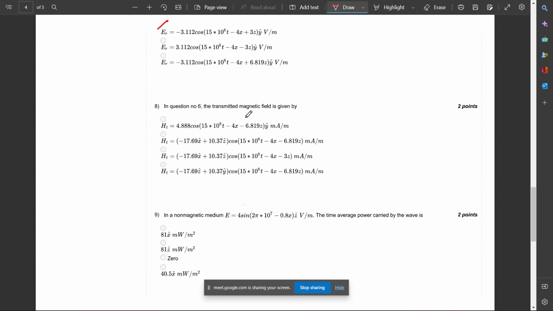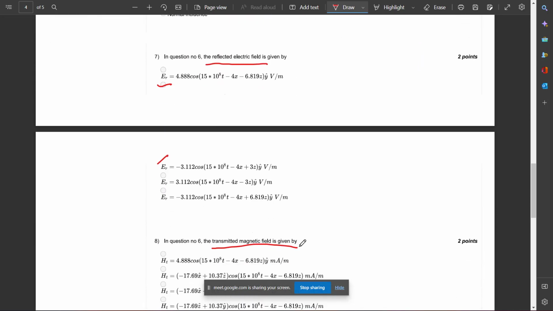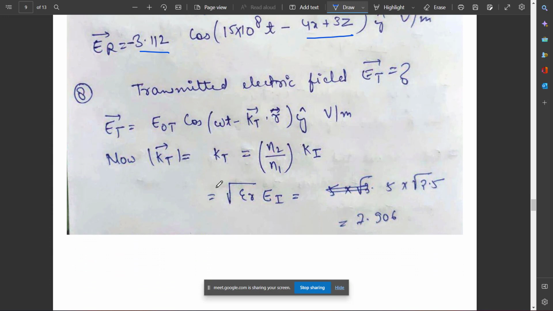ठीक. So in question number 6, the transmitted magnetic field is asked. So now see, they have asked us incident angle, they asked reflected electric field. So can someone tell me कि ट्रांसमिटेड मैग्नेटिक फील्ड को निकालने के लिए हम सबसे पहला स्टेप क्या लेने वाले हैं? अरे बाबा, सबसे पहला स्टेप होगा ना ट्रांसमिटेड इलेक्ट्रिक फील्ड निकालना. पहले अगर एक बार हमें ट्रांसमिटेड इलेक्ट्रिक फील्ड मिल जाता है then it will be very easy for us to solve, right? So we will go ahead. पहले हम ट्रांसमिटेड इलेक्ट्रिक फील्ड निकालते हैं, राइट?